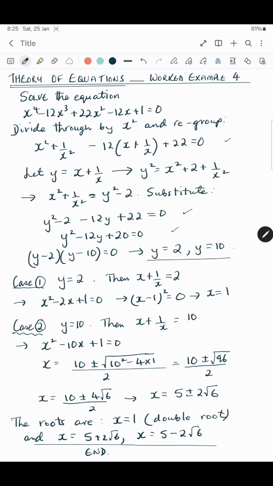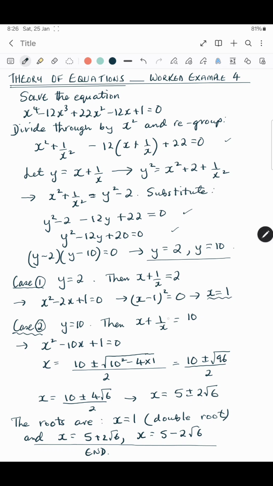Now I'll take the first case when y is equal to 2, in which case x plus 1 over x is equal to 2. And then rearranging all of that, we'll get the equation as x squared minus 2x plus 1 equals 0. The left-hand side is an exact square. x minus 1 squared equals 0. And so x is equal to 1. That's a double root.